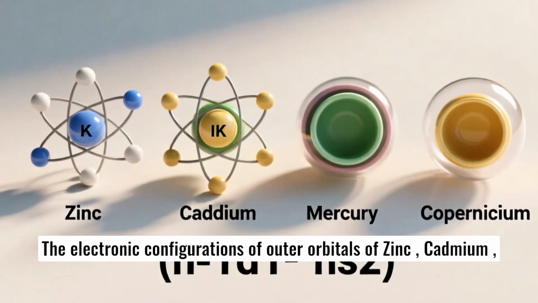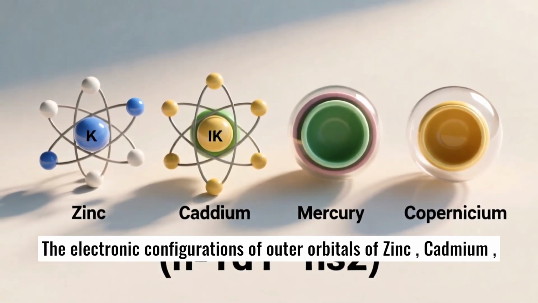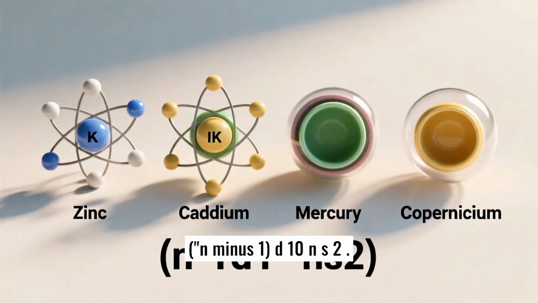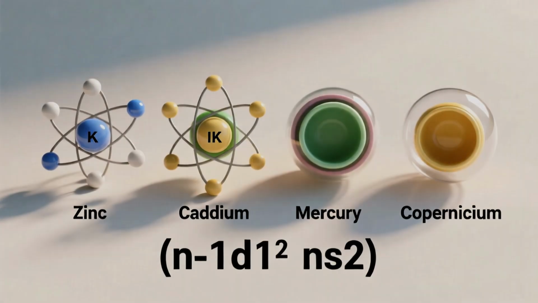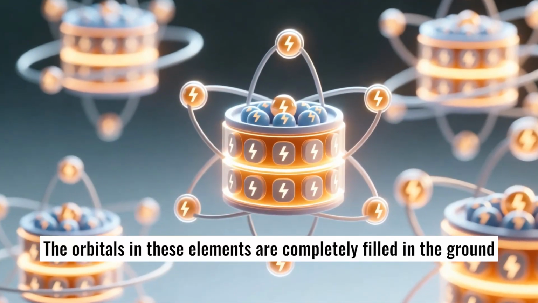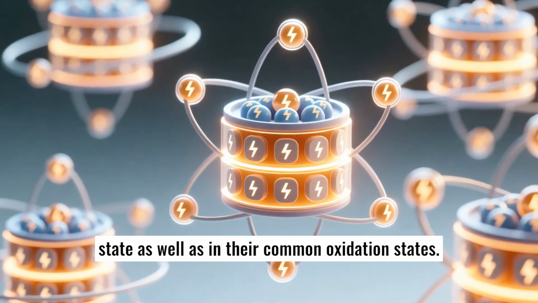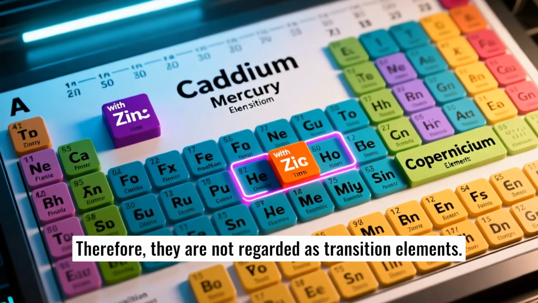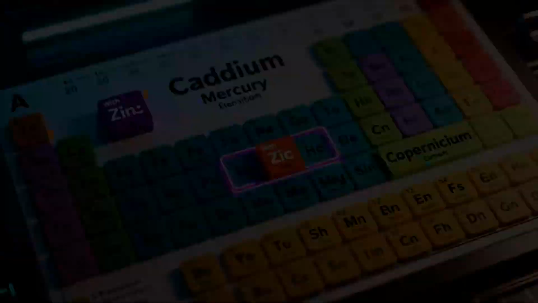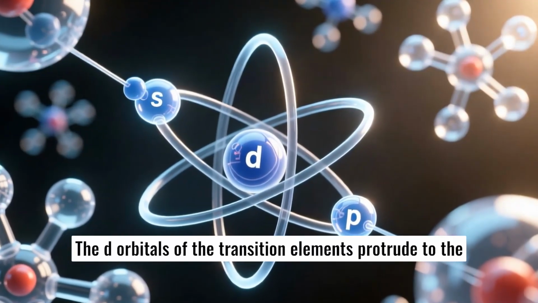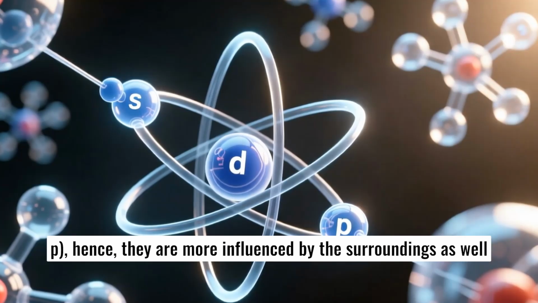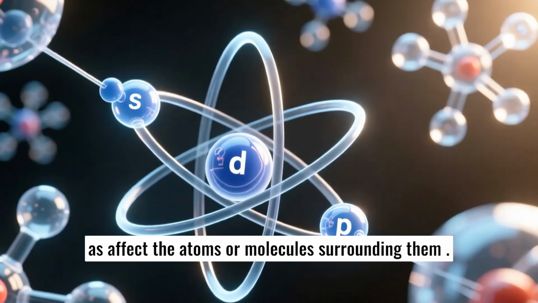The electronic configurations of outer orbitals of zinc, cadmium, mercury, and copernicium are represented by the general formula (n-1)d10 ns2. The d orbitals in these elements are completely filled in the ground state, as well as in their common oxidation states. Therefore, they are not regarded as transition elements. The d orbitals of the transition elements protrude to the periphery of an atom more than the other orbitals, that is, s and p. Hence, they are more influenced by the surroundings, as well as affect the atoms or molecules surrounding them.